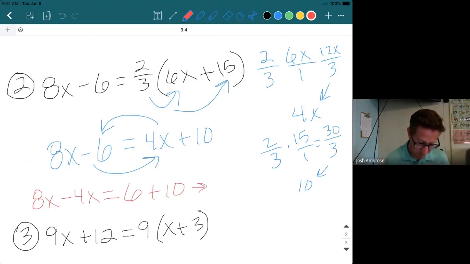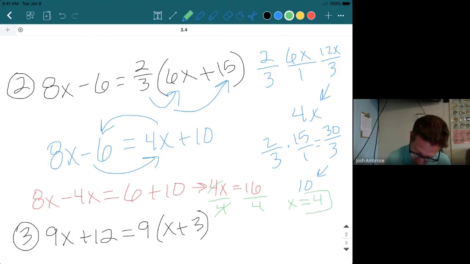Now, let's see what we have. 8x minus 4x gives us 4x. 6 plus 10 gives us 16. All right, and how do you get rid of that 4? How do you isolate the variable? Divide by 4 on both sides. So x equals 4. Sorry, I kind of ran out of space there, but I think we're still okay. Follow the work all the way down.